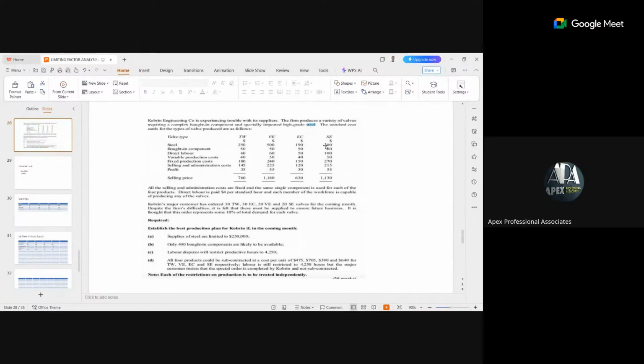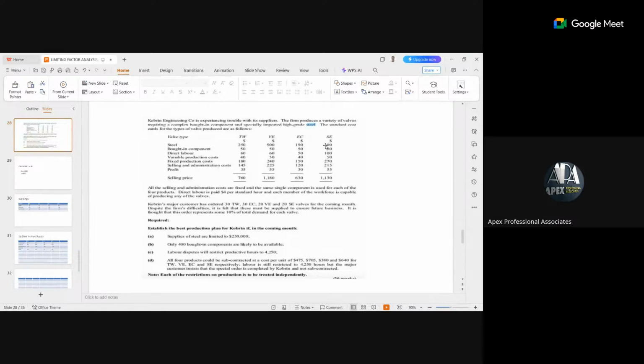Okay, sir. It depends on how the limiting factor is given. If it is given in units, you look for the units. We're going to see that in this question. If your limiting factor is given in monetary value, you look for the monetary value per unit. If it is given in terms of material, you look for the material per kg. If it is given in hours, you look for the hours per unit. This question is all-encompassing, and you will see that scenario.